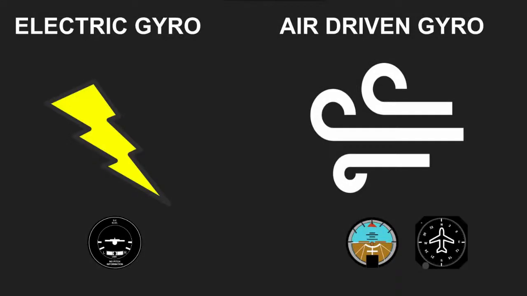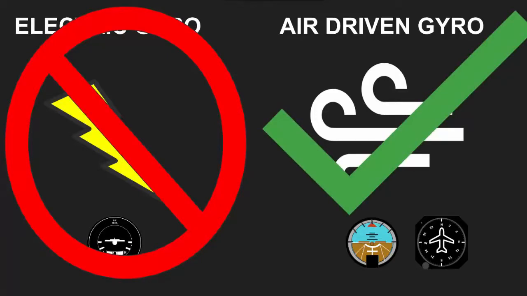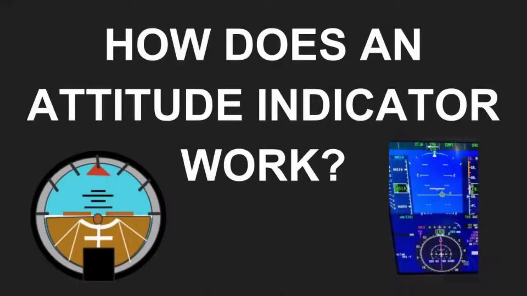Gyroscopes are either electrically driven, such as the turn coordinator, or vacuum driven, such as the attitude indicator and the heading indicator. This means that there is always a redundancy, so if one system fails, the pilot can always rely on another system. Now let's explain how the attitude indicator works.